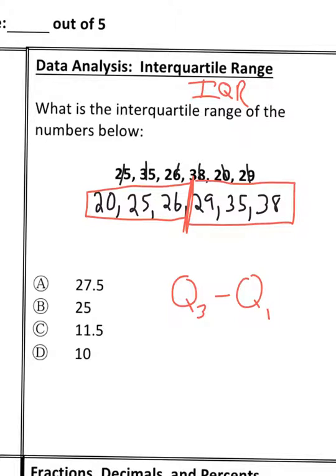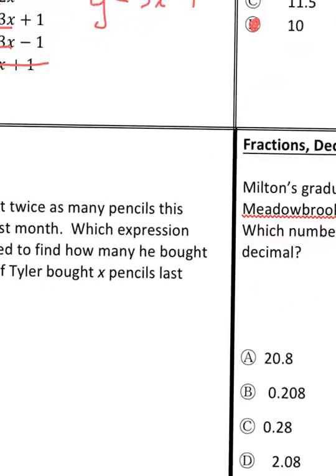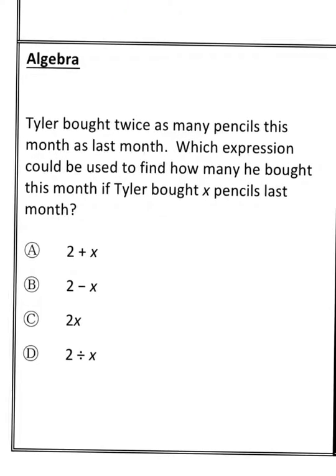Now the quartiles are going to be the middle of those chunks of data. So the middle of the lower half is 25. That is Q1. The middle of the upper half is 35. That is Q3. Subtract those two numbers, you get 10, and you should have D. If you had it right, big fat C. If not, learn from your mistake as we go down to writing an expression, it looks like.